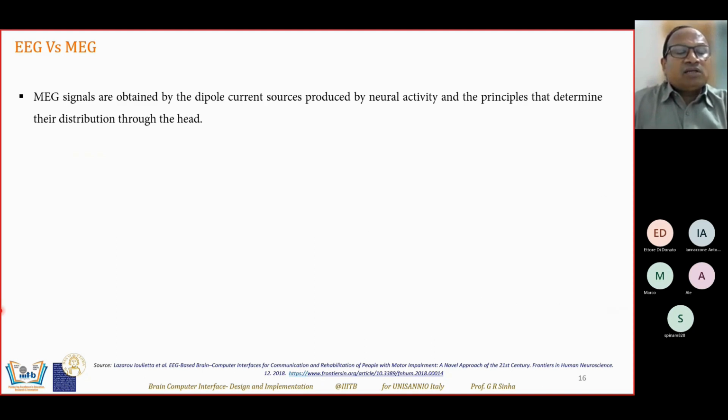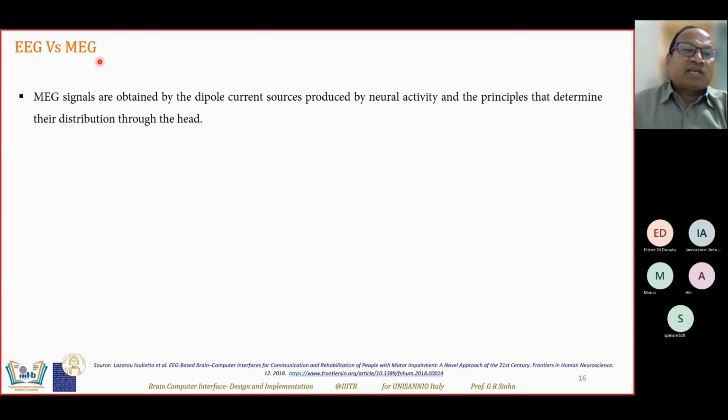The design also depends on the type of electrode, the type of interface, but at the same time, in the beginning we discussed that design also depends on the modality, the type of signal. So let us talk very briefly about EEG versus MEG, which is better, and why EEG is popular. MEG is magnetoencephalography.